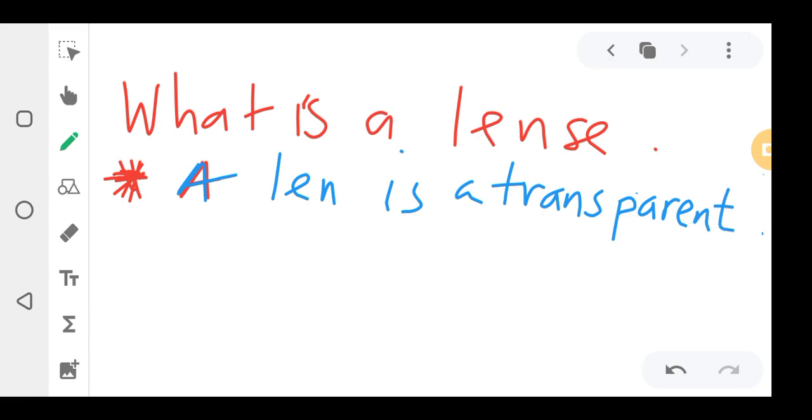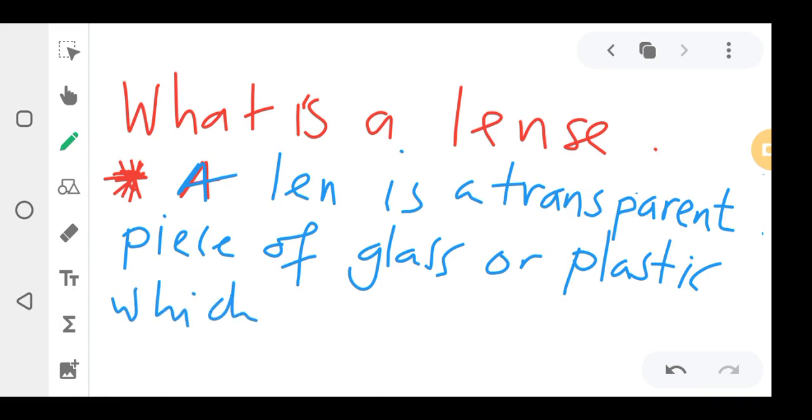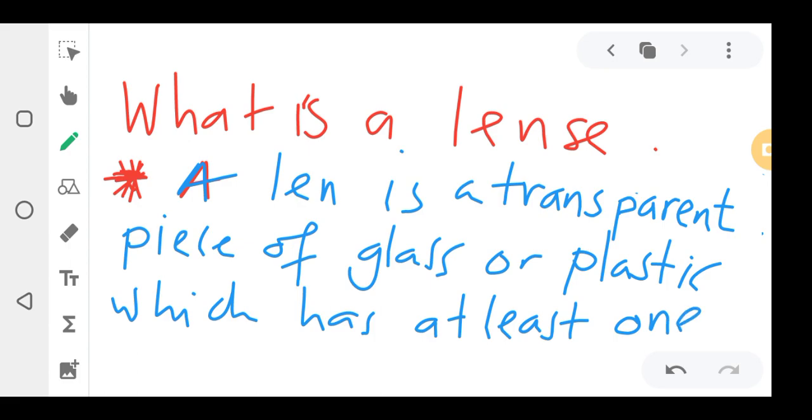So a lens is a transparent piece of glass or plastic, which has at least one curved surface.